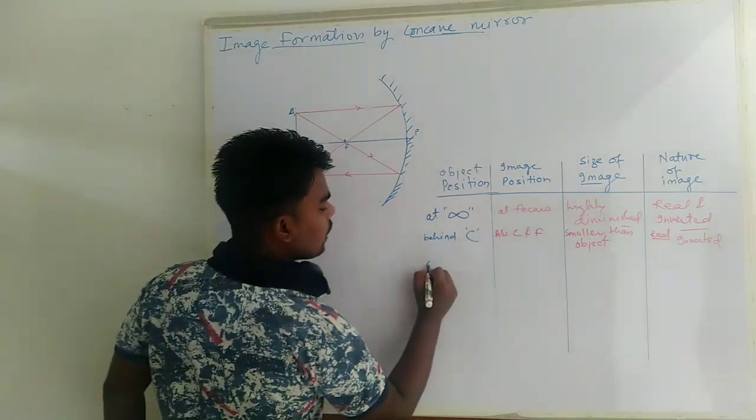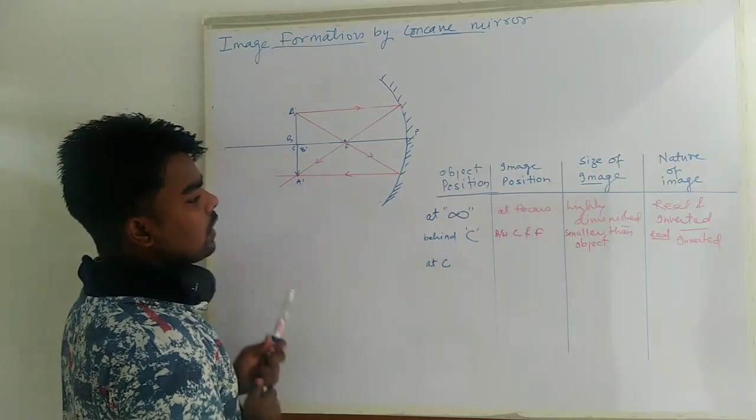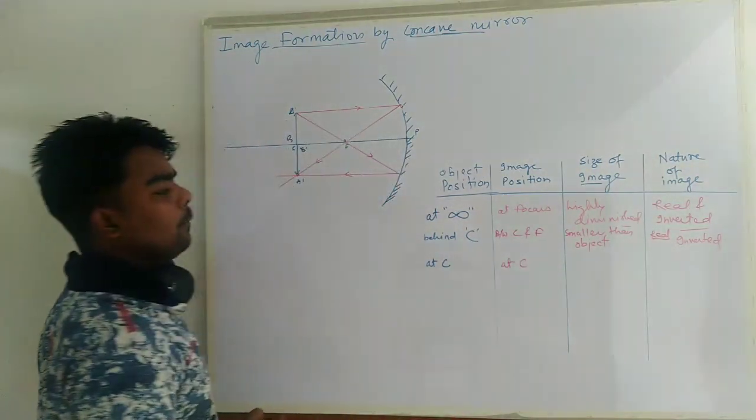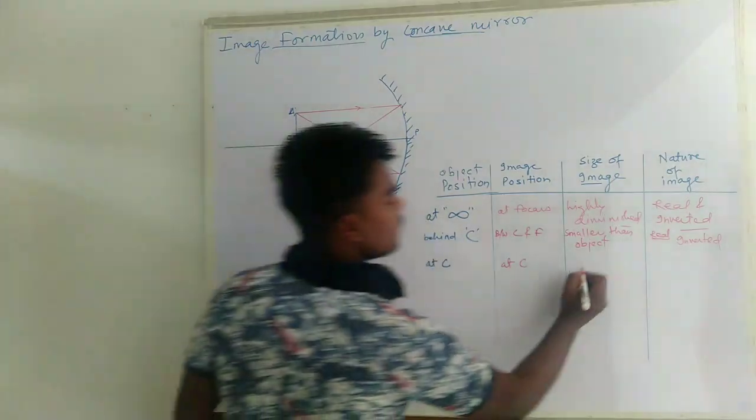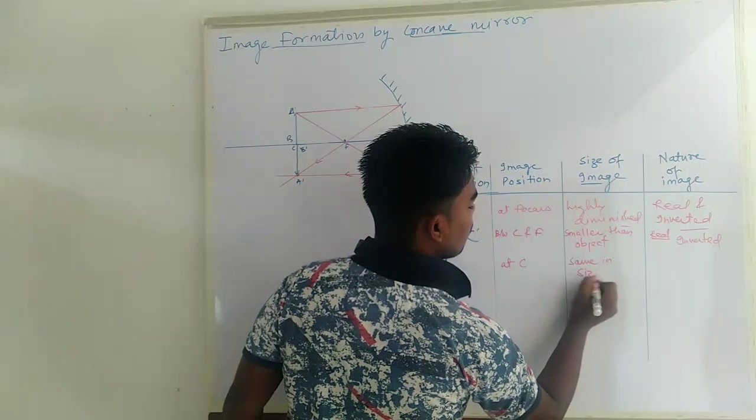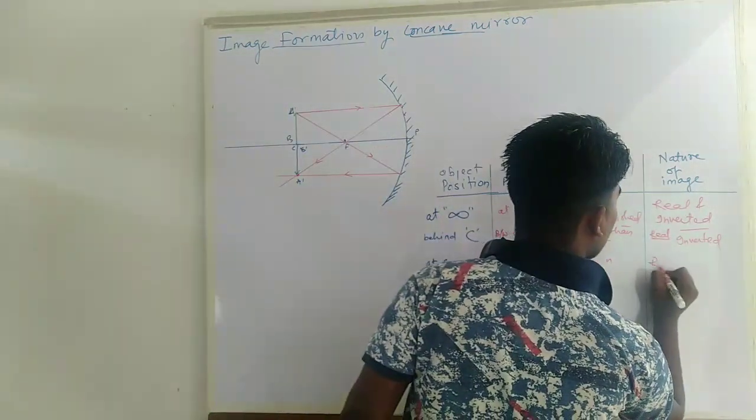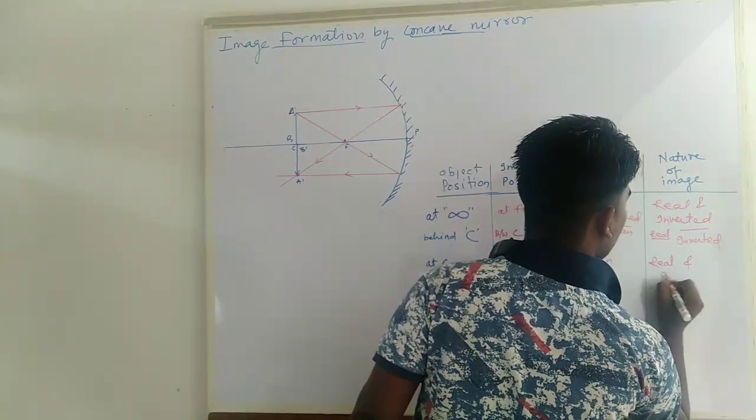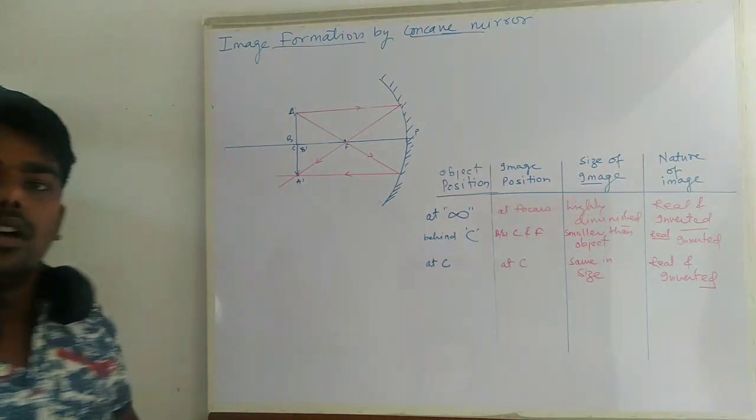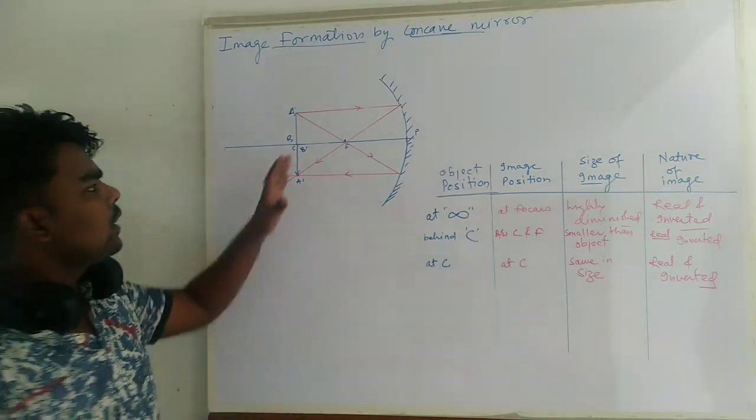So if an object is placed at C, okay, the image is forming at C only. Okay, and what will be the size? Same in size. And what will be the nature? Real and inverted. Okay, nature will be real and inverted. So that is the three case.